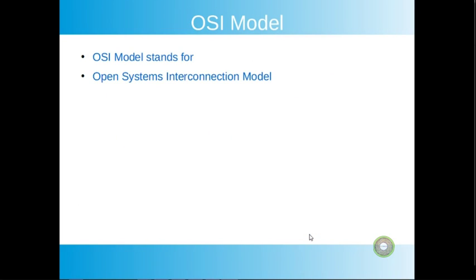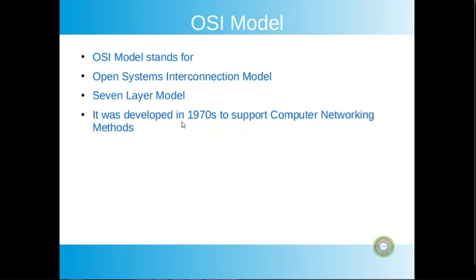Alright, so what the heck is this OSI model? OSI stands for Open Systems Interconnection model. The OSI model is the basics of networking. You need to know this table. It's a 7-layer model. It means it has layer 1, layer 2, layer 3, layer 4, layer 5, and every layer is sitting on top of each other, and all of these layers have a functionality. It was developed in the 1970s to support computer networking methods.